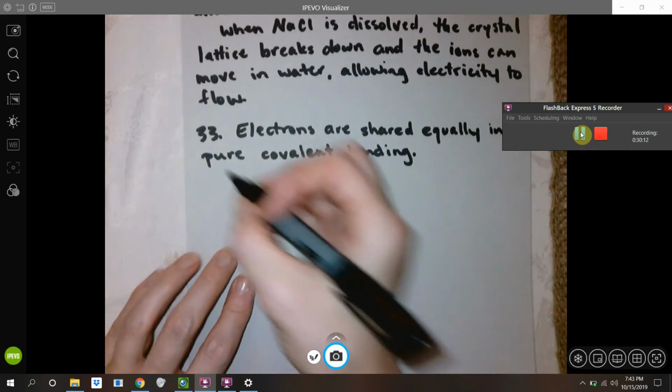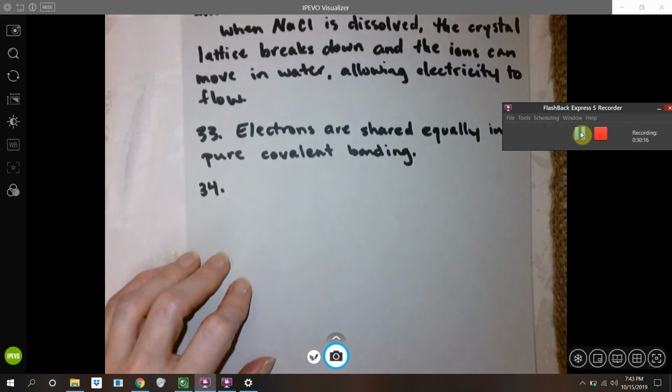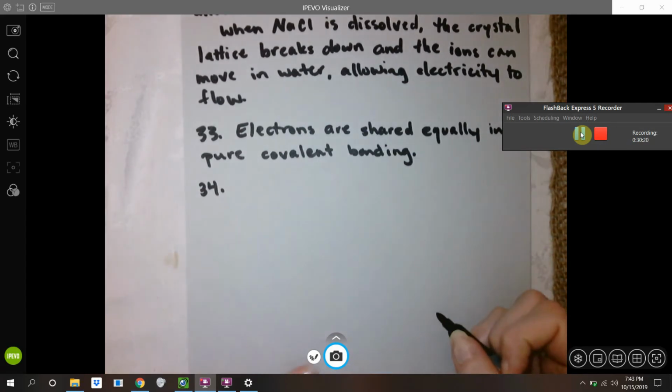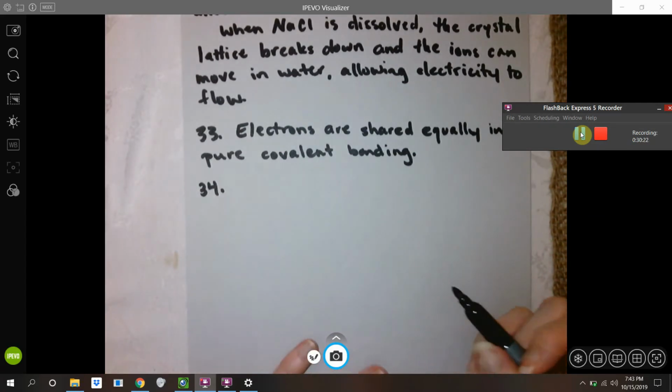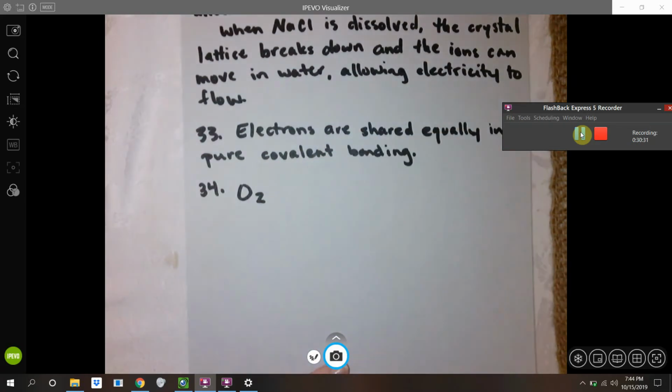Number 34. Use a Lewis structure to show the bonding in a molecule of oxygen gas. Okay, so the first thing we need to ask again about these Lewis structures is, is it ionic or is it covalent? So in O2, we only have non-metals, so this is a covalent situation. So when we draw our Lewis structure, we have to remember that there's going to be some sharing. You have to go through that process.